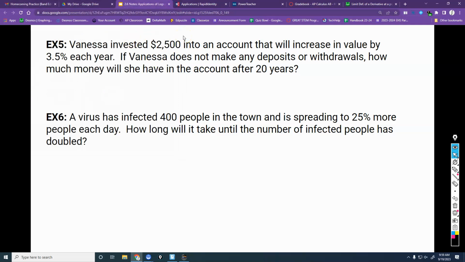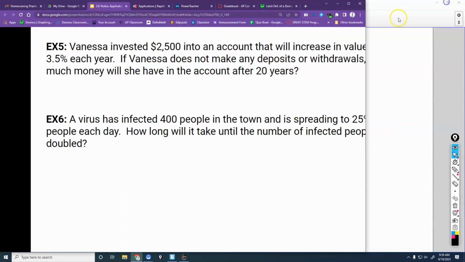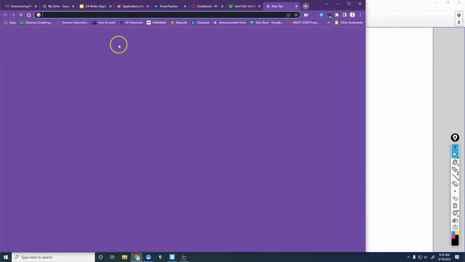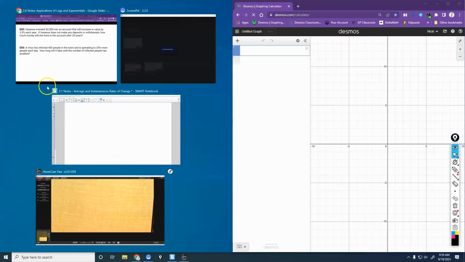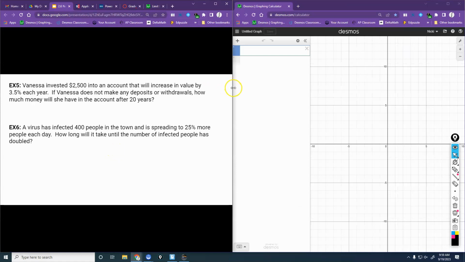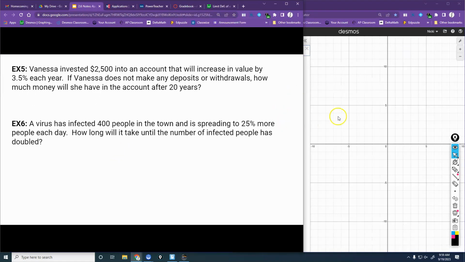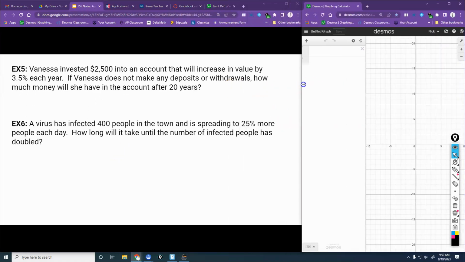All right. Oh, wait. Okay, there we go. All right. So, I'm going to split screen this with Desmos real quick. Not like that. Bigger. All right.